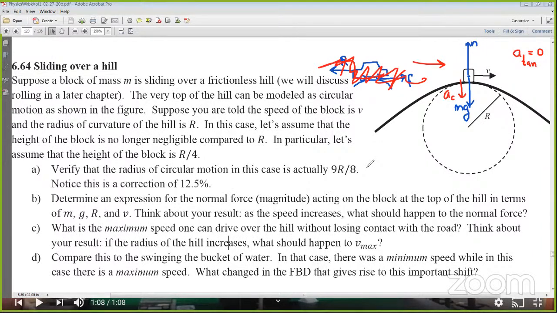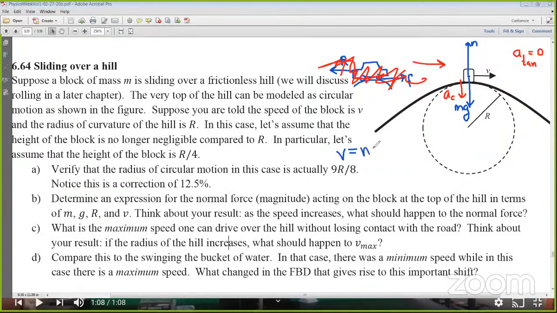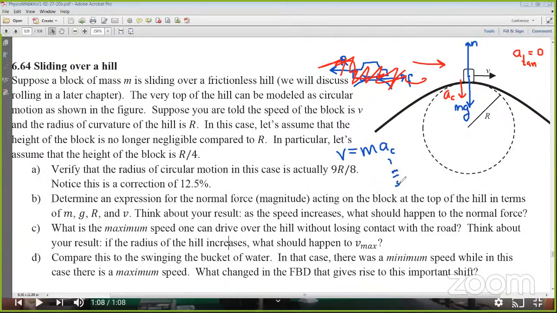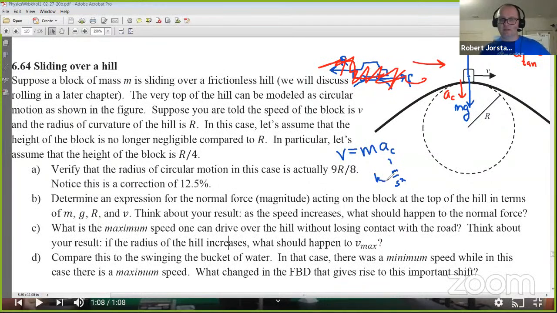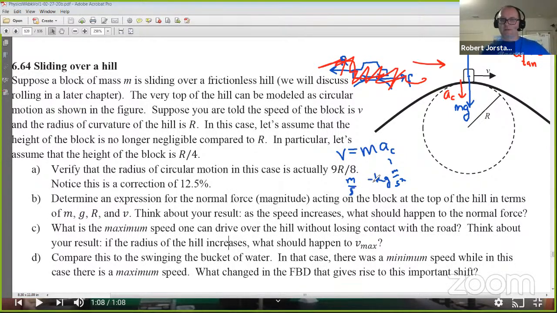Sorry, velocity equals MAC? All right, that is not it. So check the units. This is meters per second squared, right? This is kilograms. What's the units of V? Meters per second. So that was a good idea, but it doesn't match up. Remember, velocity is not a force. Also, you can see in this picture, velocity is going this way, AC is going that way. So that's not a good idea. Good thought, though. I appreciate you giving it a shot. Anybody else want to give it a crack?